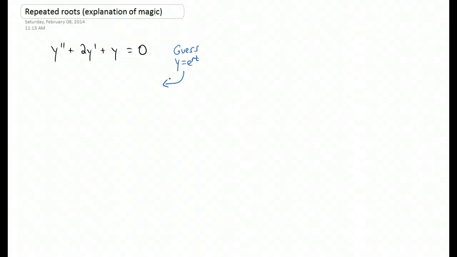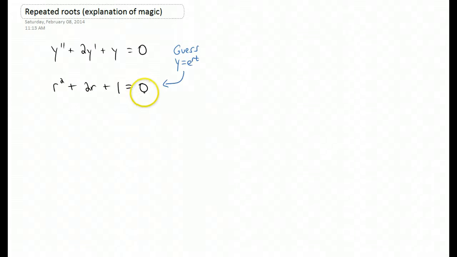Okay, maybe it's not a complete guess, it's more of a logical argument for a solution that would work in this differential equation. It's just more fun to call it a guess. But if you take this guess for our solution to our differential equation, you take two derivatives and you plug it in, what you're going to get is this equation right here. And we did this in class a couple times.